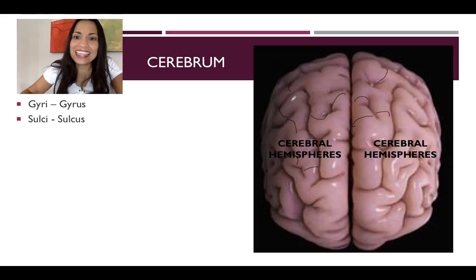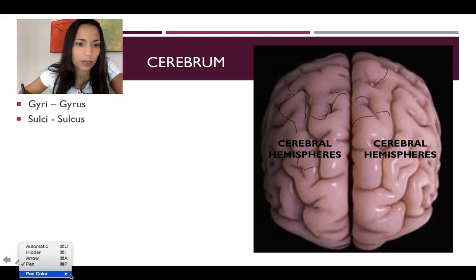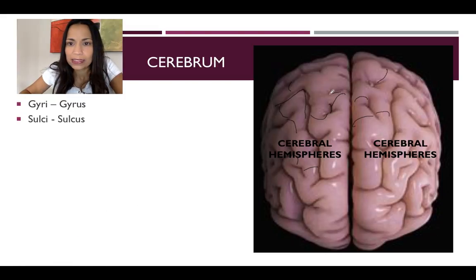Now, in between the gyri, can you see these lines, right? I'm going to put it in another color so you can see it better. See these lines in between the gyri? These lines are sulci. This is one sulcus, another sulcus, several sulci. Sulci is the plural, okay? So those grooves separating gyri are sulci.